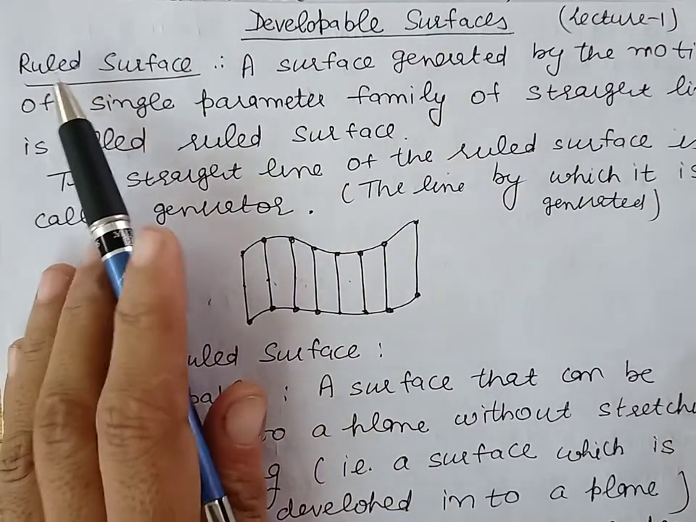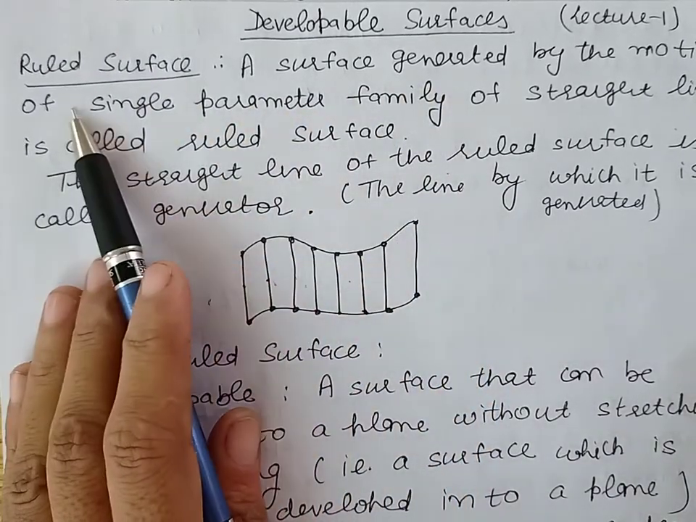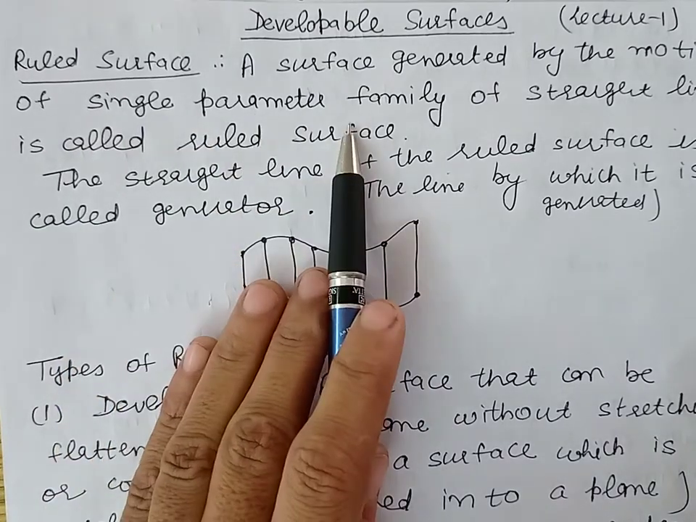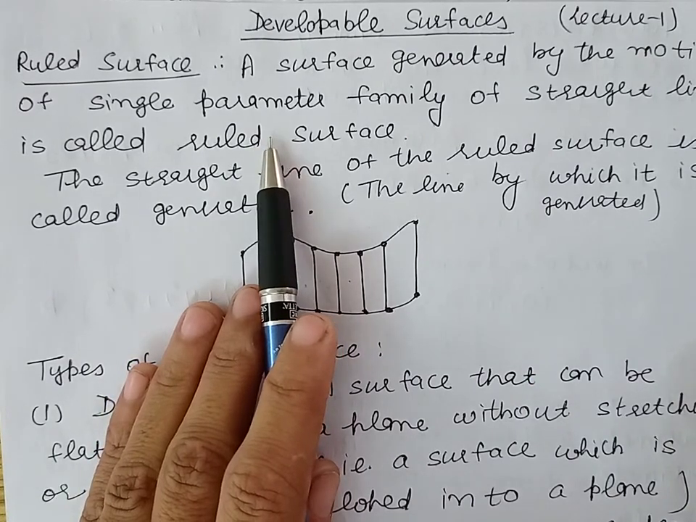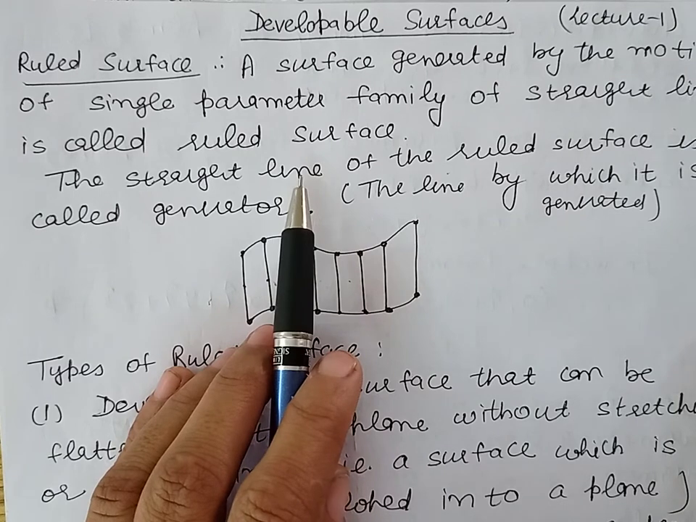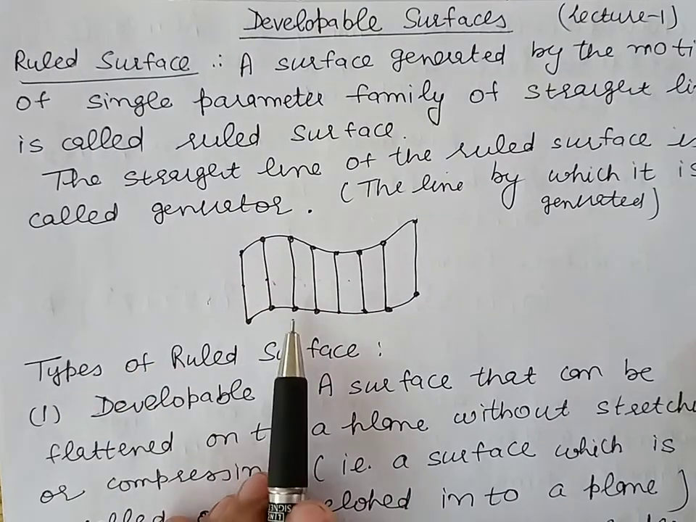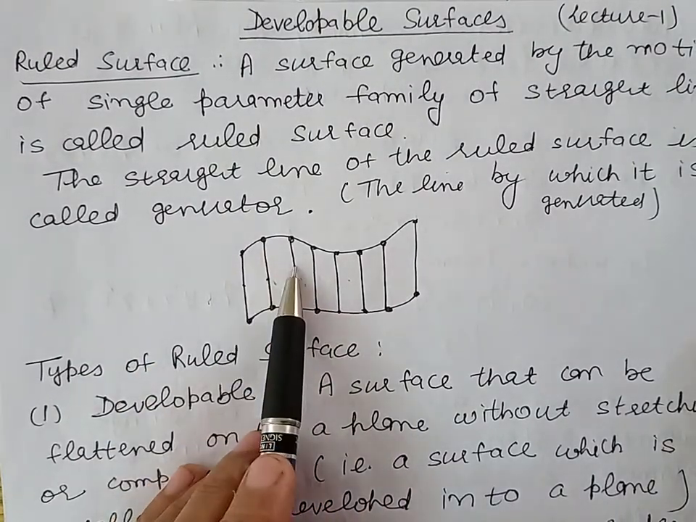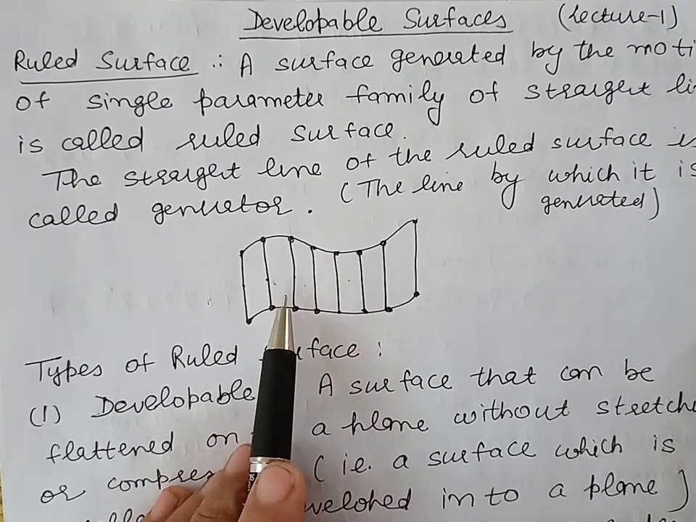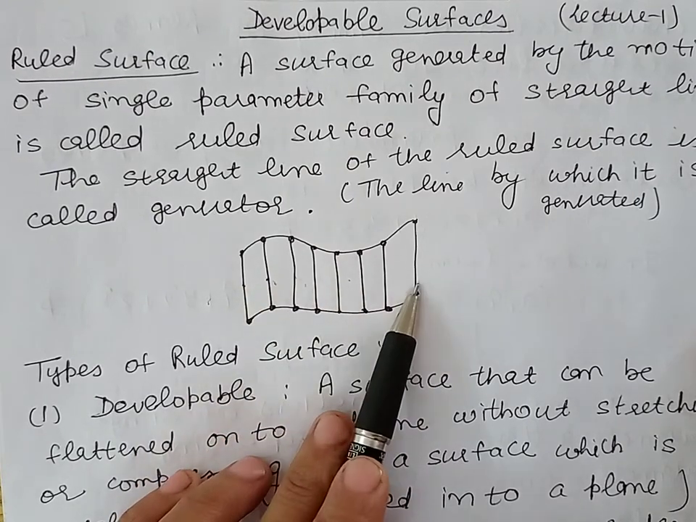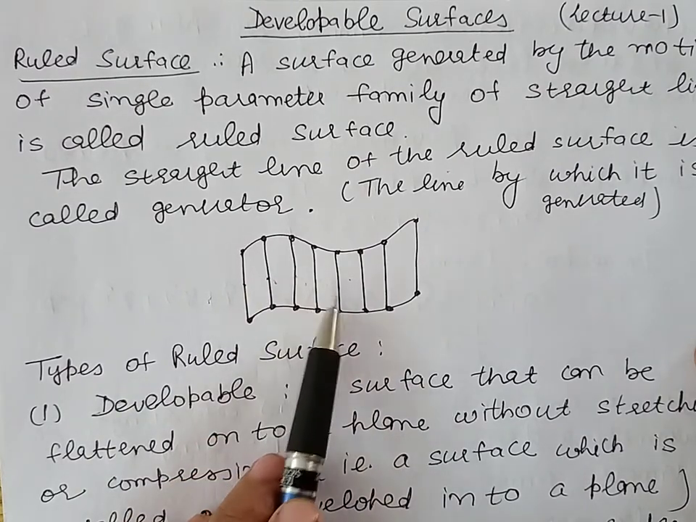First, we define what a ruled surface is. A surface generated by the motion of a single parameter family of straight lines is called a ruled surface, and the line by which this surface is generated is called the generator of the ruled surface. For example, you can see here this surface that is generated by the motion of a single parameter family of straight lines. Here these straight lines are the generators of this surface, and this surface is a ruled surface.